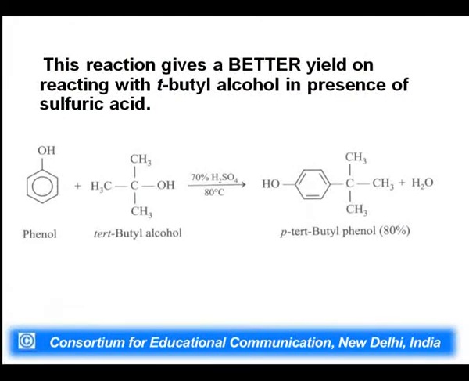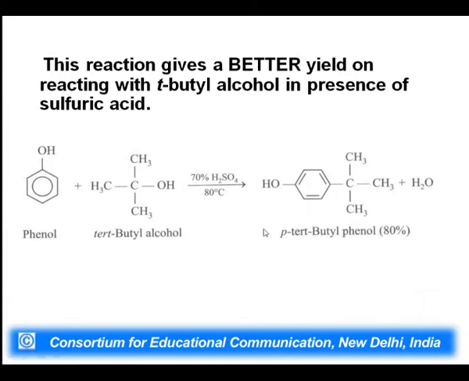Another very useful method in which we get high yield of alkylation is the reaction of phenol with tertiary alcohols in the presence of concentrated sulfuric acid. This reacts with tertiary butyl alcohol to generate a tertiary carbocation. Now this tertiary carbocation reacts as an electrophile at the para position to the OH group, resulting in formation of para tertiary butyl phenol, and we get quite a high yield, which is 80% here.